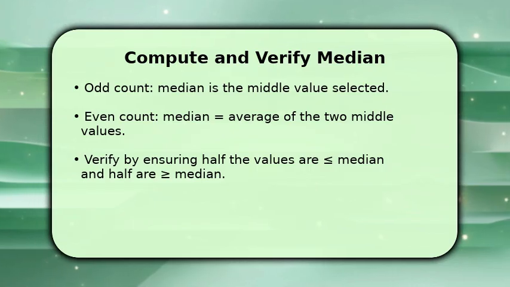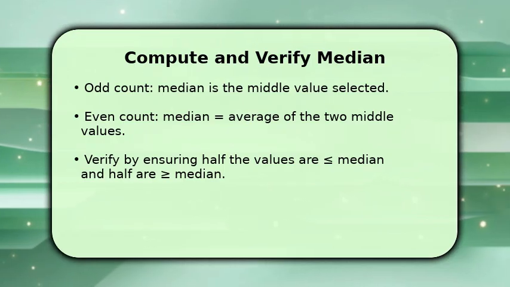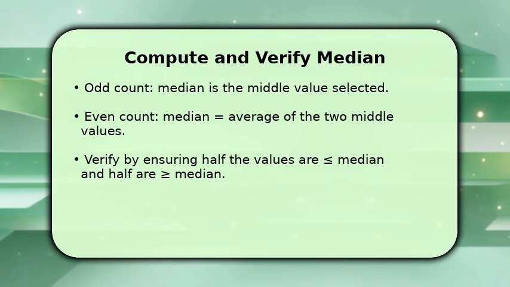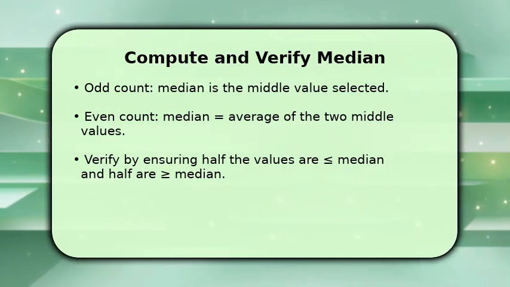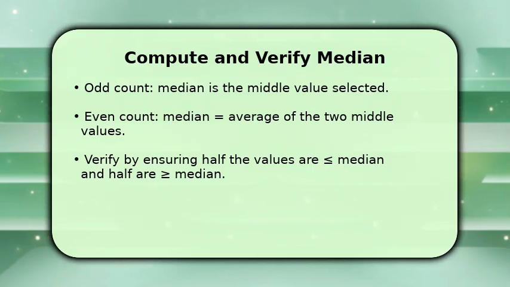Once computed, verify quickly. Confirm roughly half the list is less than or equal to the median and half is greater than or equal. If not, recheck sorting and indices. Tip: when things go wrong, resort and recount. Indexing errors are the usual cause.